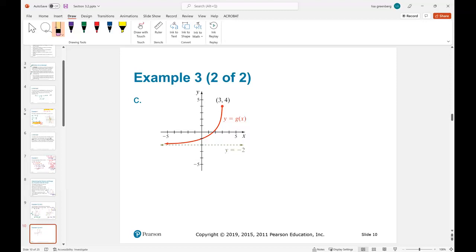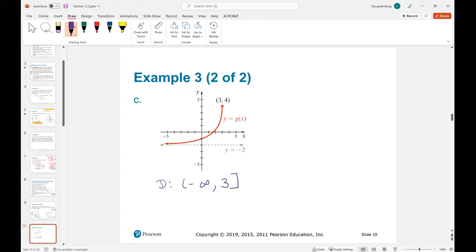So that means that if I want to talk about my domain, well, it's going on forever in the negative direction, right? So I start at negative infinity. And we can see that it's stopping at x equals 3. And there's a closed circle, so we include 3.